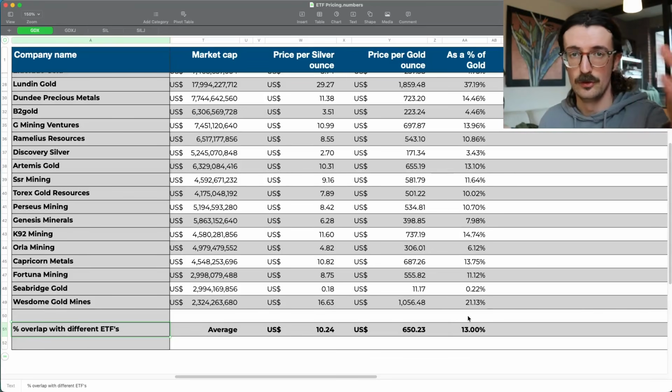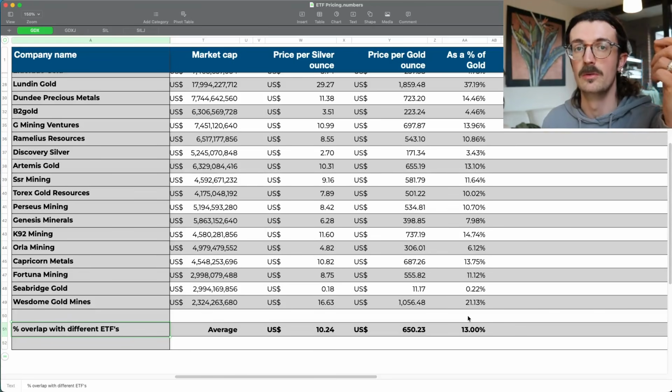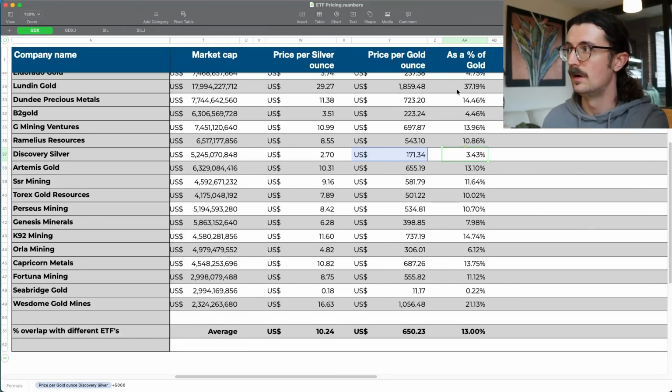Now, I don't know whether that is cheap or not, but I know that gold above the ground is valued a lot more than gold that is currently in the ground. There are a bunch of reasons for that. There is probably a reason why Discovery Silver is only 3.5% of the price of gold. And for instance, Lundin Gold is 37% the price of gold. There's probably a reason why this averages out to 13%. It is your responsibility as an investor to try to understand what this means and where the opportunities lie.